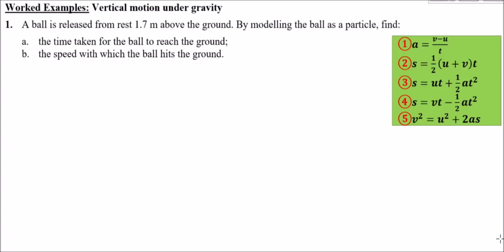So here we are, worked example 1, vertical motion under gravity. We've got a ball that's released from rest 1.7 meters above the ground. So by modelling the ball as a particle, in other words, no air resistance, let's find the time taken for the ball to reach the ground. Now I've already included, as I will do in all of these questions, the SUVAT formulae for you to reference. So that should just help speed things up and help you to be more confident in answering these questions.